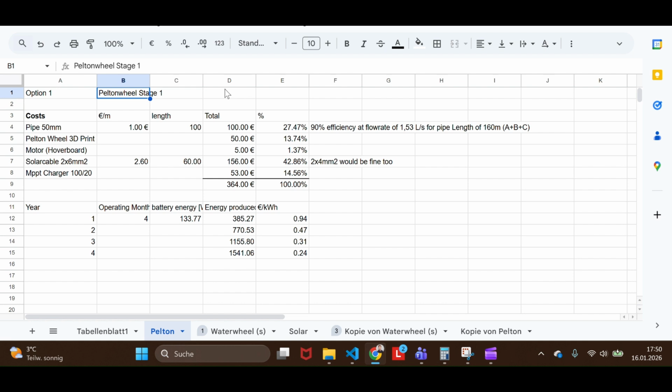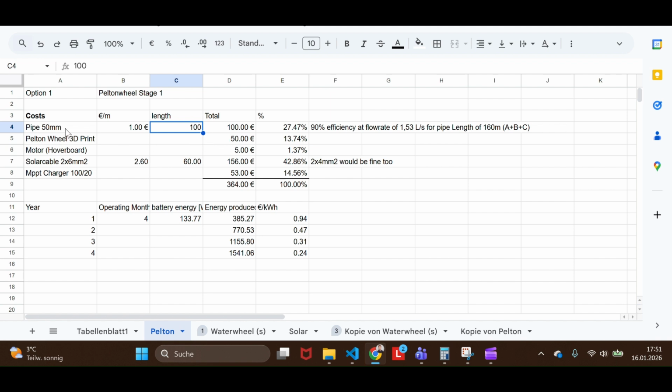Now let's look into the cost for my Pelton wheel at stage 1. I'm going with a 50 millimeter pipe, which is €1 per meter in Bulgaria. I'm estimating 100 meters because I don't think I can cut it. I think I have to pay for 100 meters.